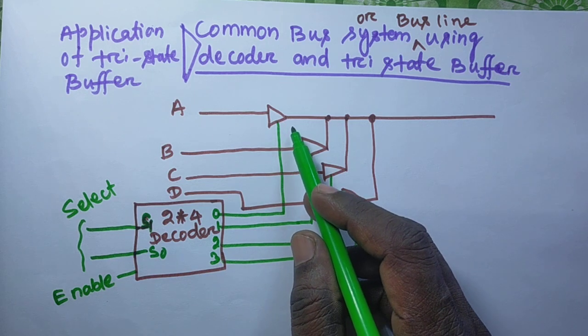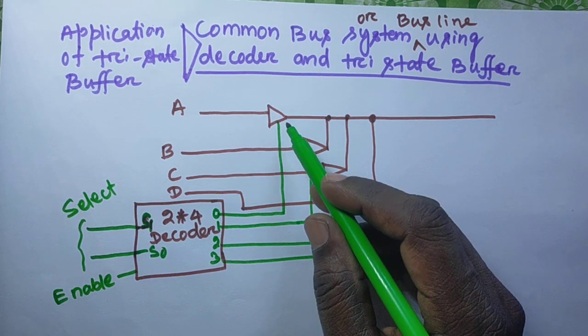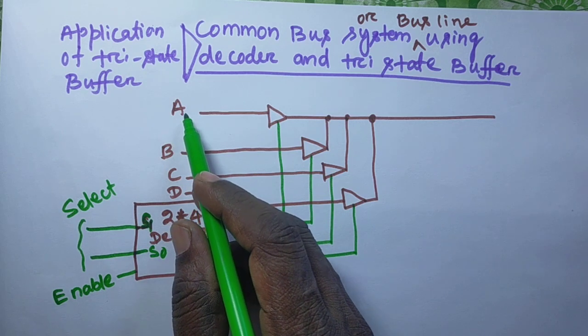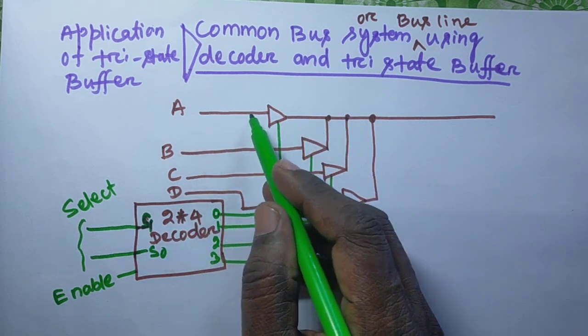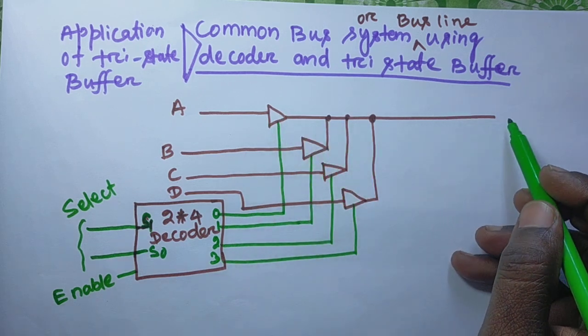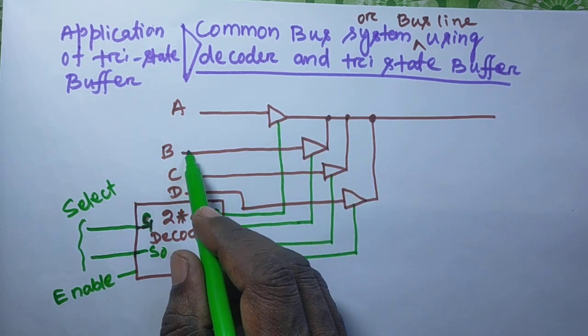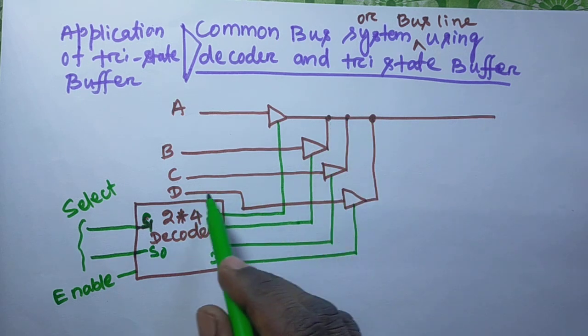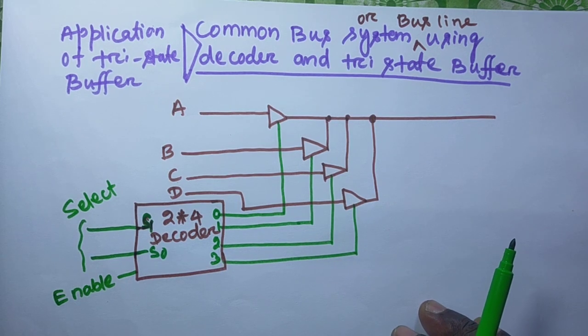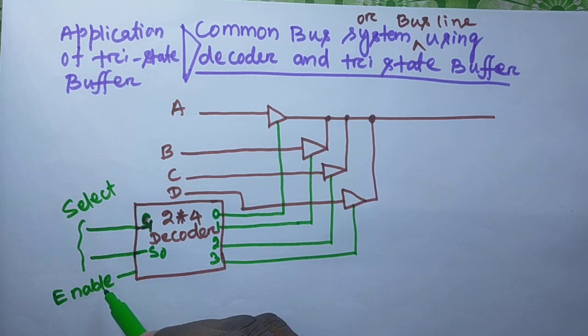Okay, and whenever we provide this data here, then automatically this A data is considered as an input to this buffer and output in this way. Okay, and similarly B data is considered as an input to this buffer, output considered in this way. C data, D data, like this. Okay, but the thing is how to define this one, which data will be considered. That depends on this particular selector and enable.